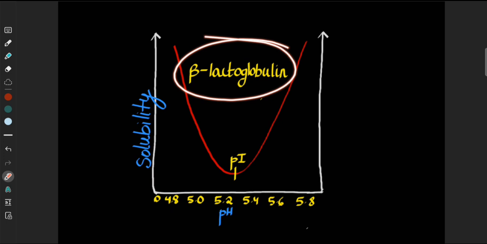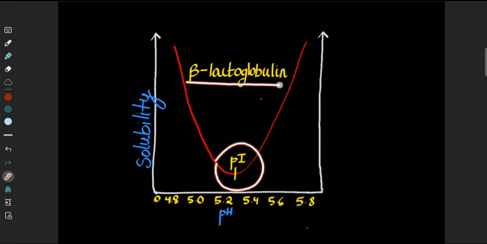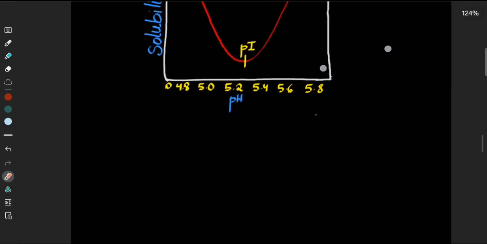So beta lactoglobulin is an example taken here to show how exactly the isoelectric point affects the solubility of a protein. As you can see, beta lactoglobulin has a pH of 5.3, which is its isoelectric point, right? And at the pH of 5.3, it loses all its charge and becomes least soluble in the solvent. Okay, so this is one thing.